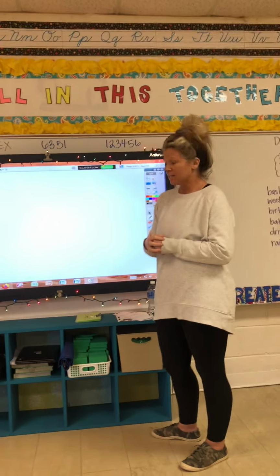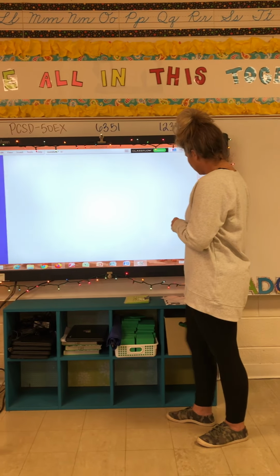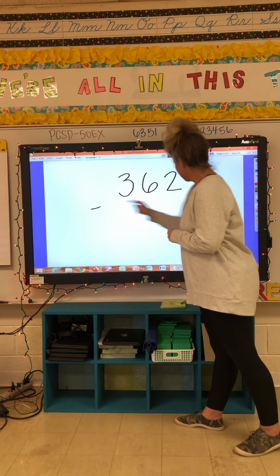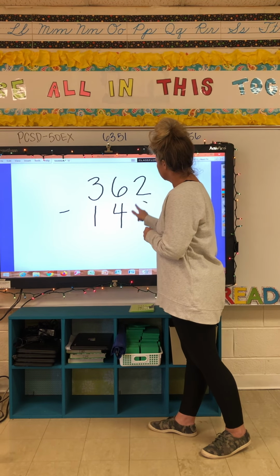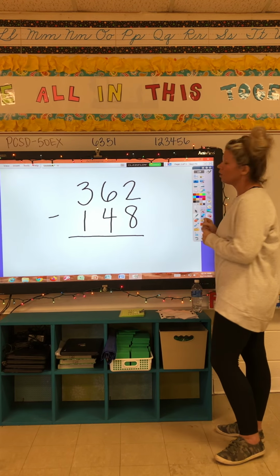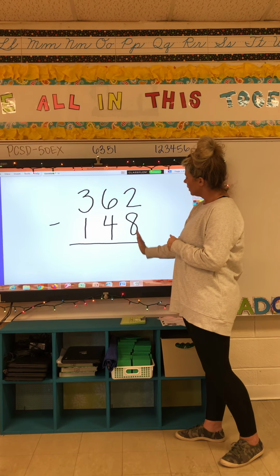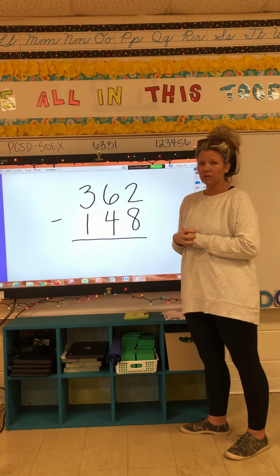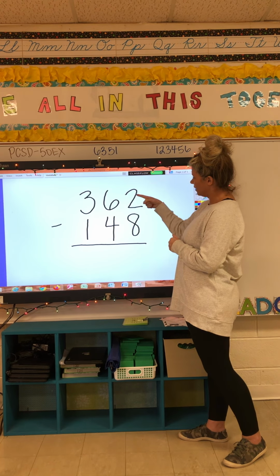from the tens place. So let's say that we have 362 minus 148. Now for this subtraction problem, we're going to have to go next door and borrow. This is how we know that we're going to have to do that. We're going to start with our ones column. So we have 2 minus 8. Can you subtract 8 from 2? No, you cannot, because 2 is smaller than 8. You cannot take 8 from 2.